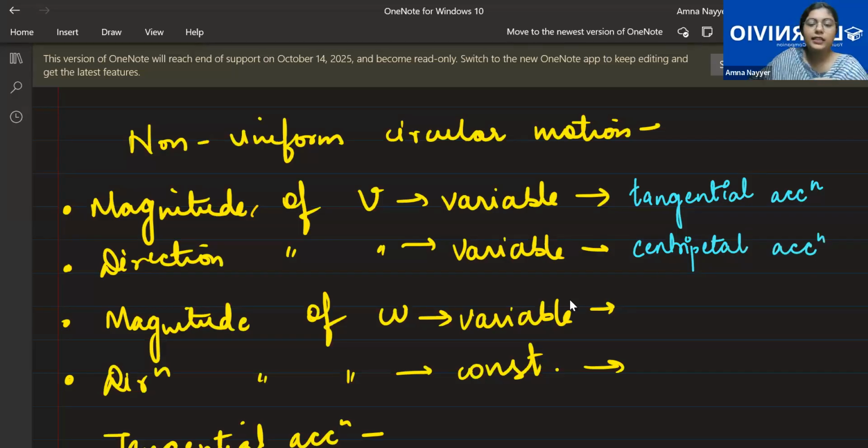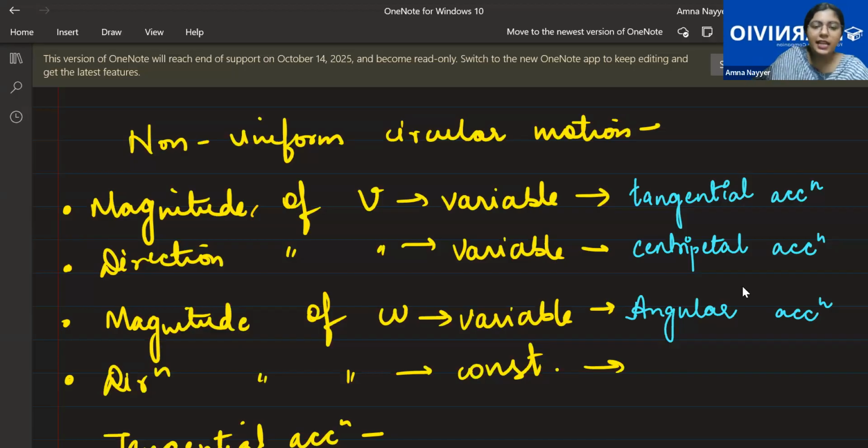When the magnitude of the angular velocity changes, which wasn't changing in the case of the uniform circular motion, when omega is variable, you get angular acceleration in the system. We haven't talked about the angular acceleration yet, so we'll see. When the magnitude of omega changes, we get the angular acceleration in a system.